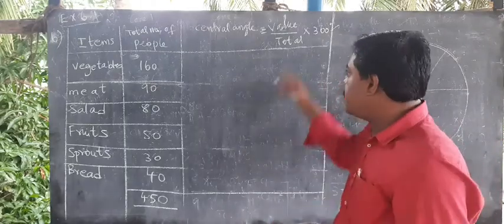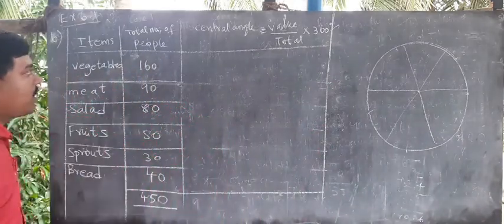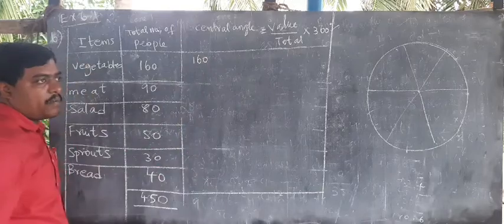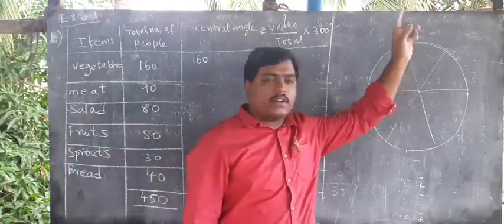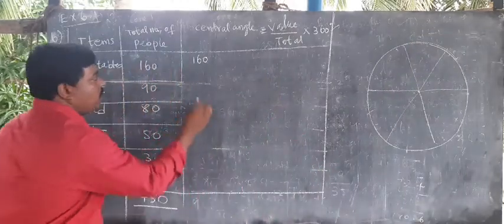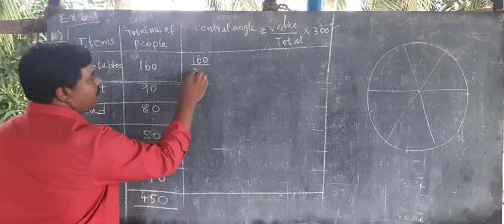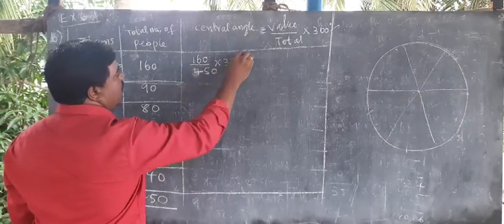Mention the degree, right? So for example, vegetable is what? 160. That is the value of the component. These are called components. This is one component, this is one component, this one component, right? So 160 by total, which is 450, into 360 degree.